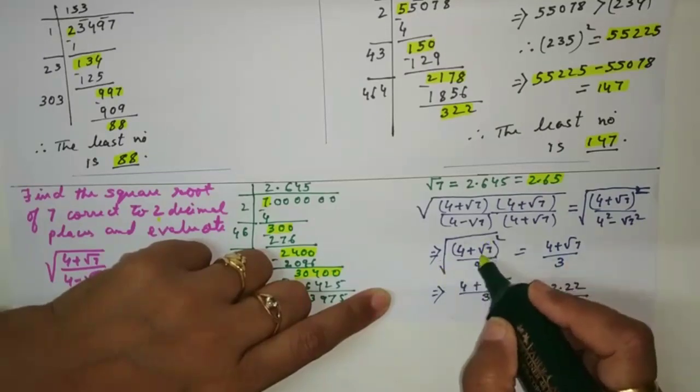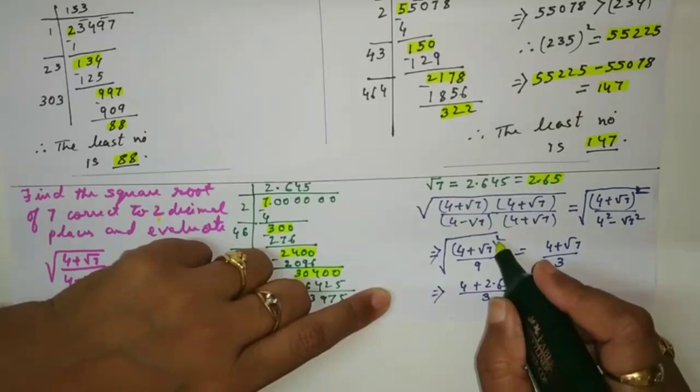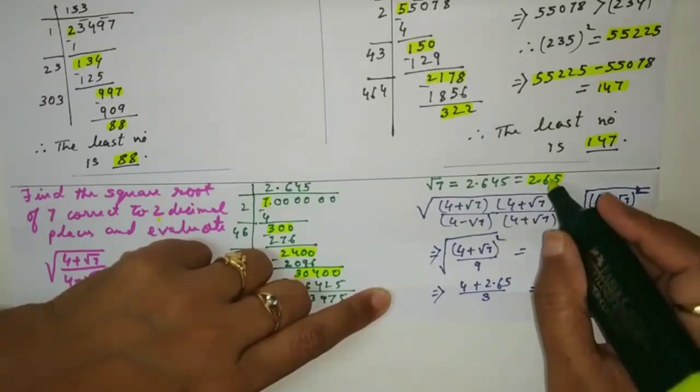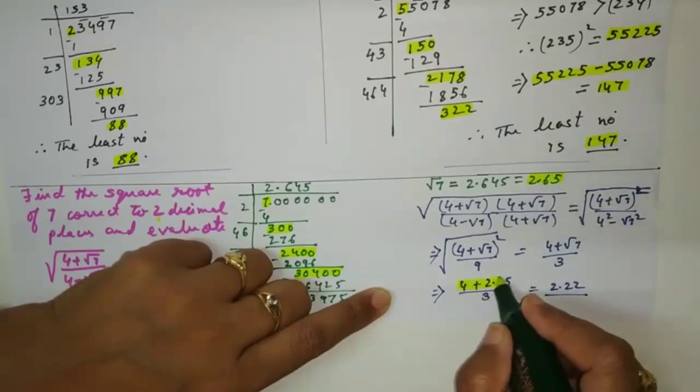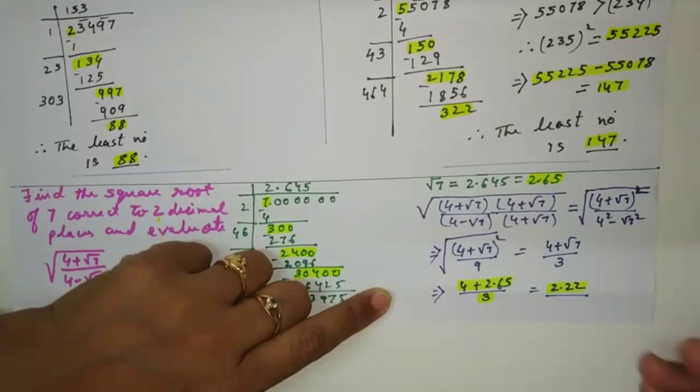Now square root means to the power of half, which we discussed just now. So the square cancels, and we get 4 plus root 7 by 3. Root 7's value we have found out. So 4 plus root 7's value divided by 3, and the answer is 2.2.